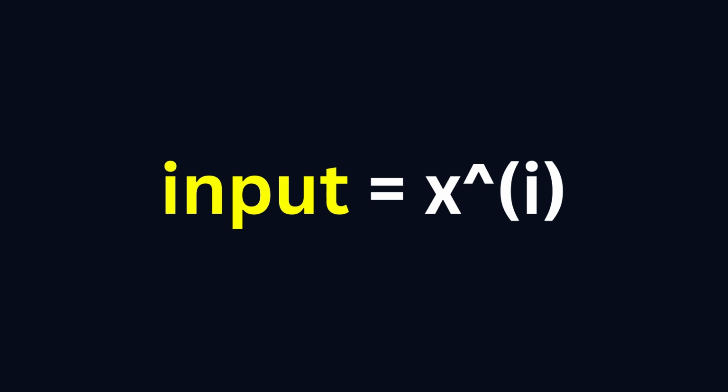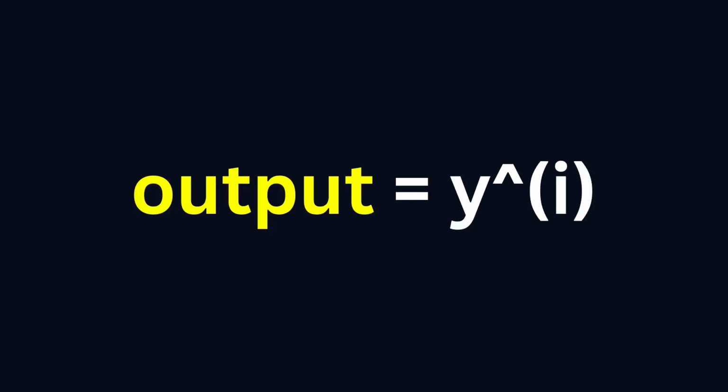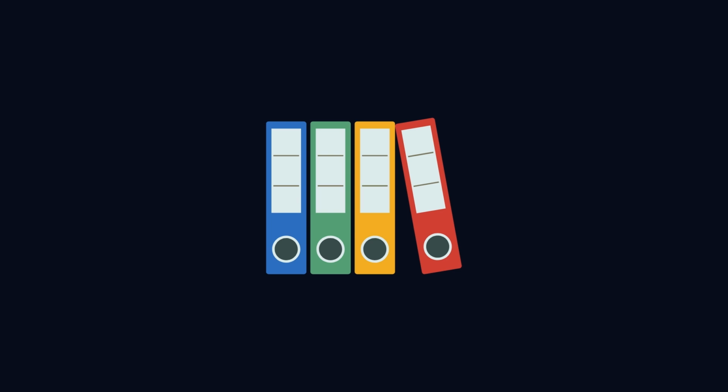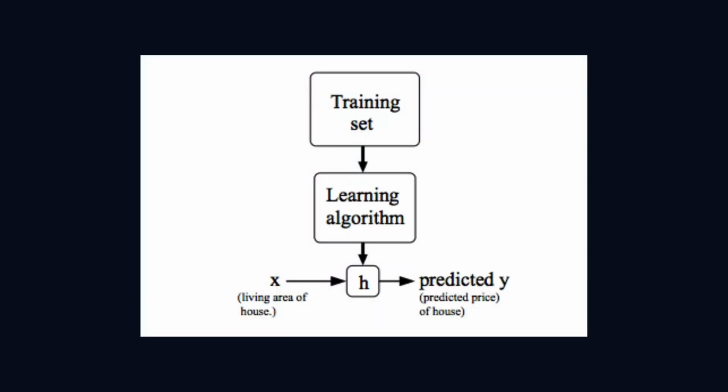To represent our model, we'll use symbols like x^(i) for input and y^(i) for the output, so the pair (x^(i), y^(i)) represents the ith training example. Using this dataset, we want to create a hypothesis, which is a function that takes an input x and gives us a good guess for the output y.